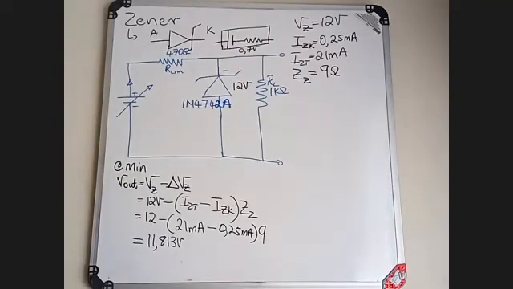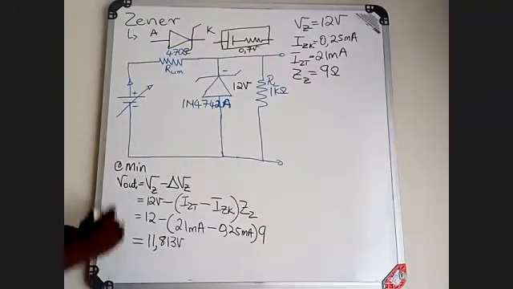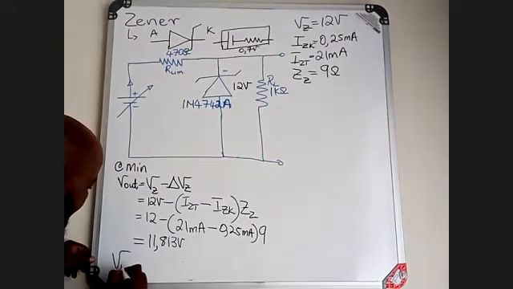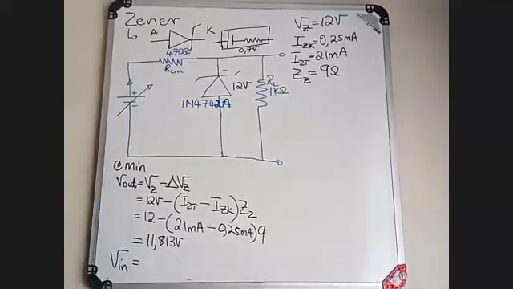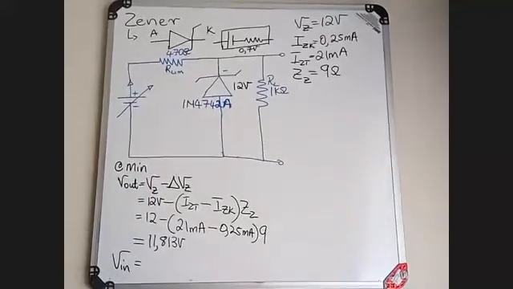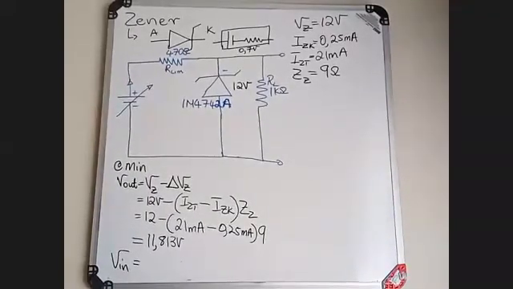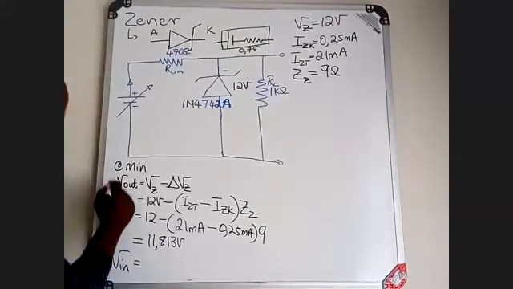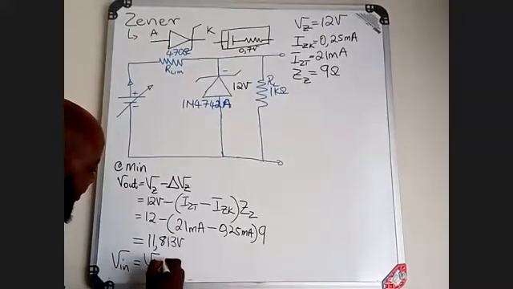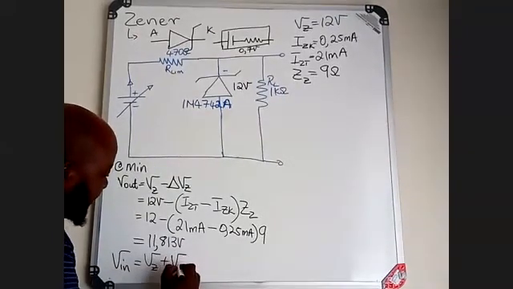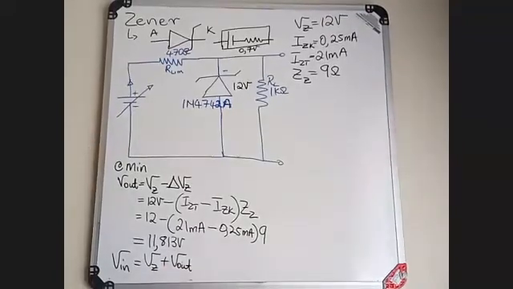Which means now I will say, at minimum, my V in will be given by, your output, which is the V out. Your input will be the V Z plus your V out.